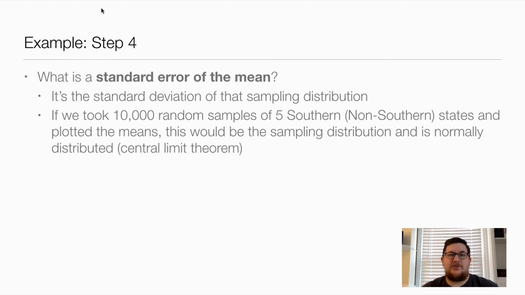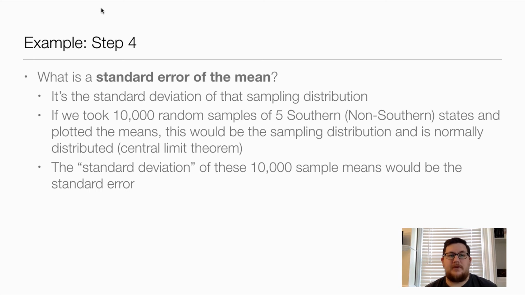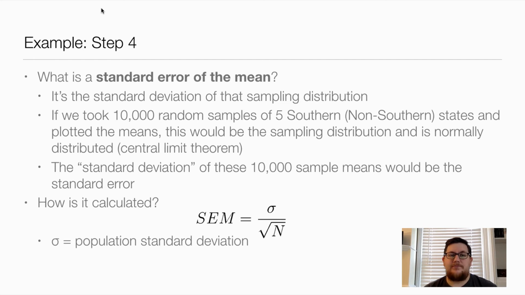They'd be tightly clustered around the true population mean. The standard deviation of these 10,000 sample means would be the standard error of the mean. So it's just a measure of variation around that sampling distribution mean, the true population mean. So how do we calculate it? Well, we calculate it by this, where sigma is the population standard deviation, which I already gave you, divided by the square root of n, where n is our sample size. So it's 5 in this case.